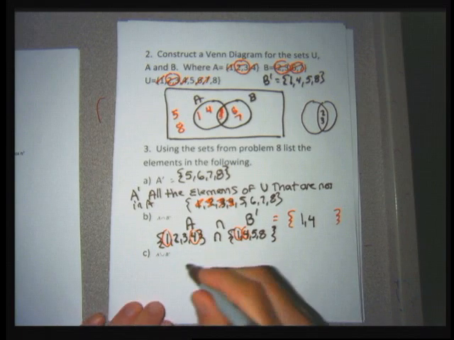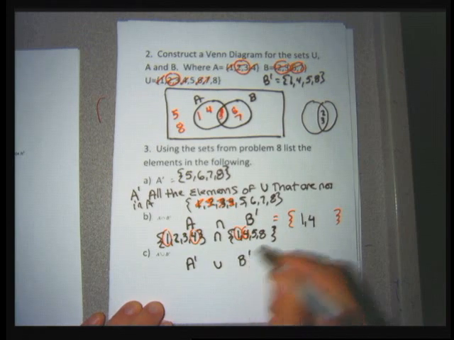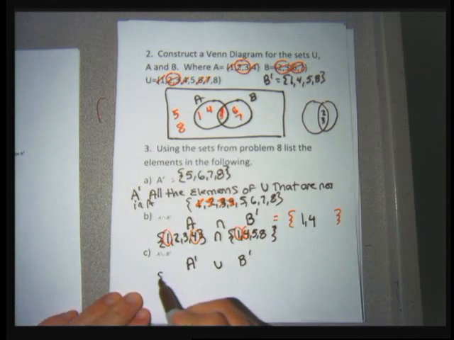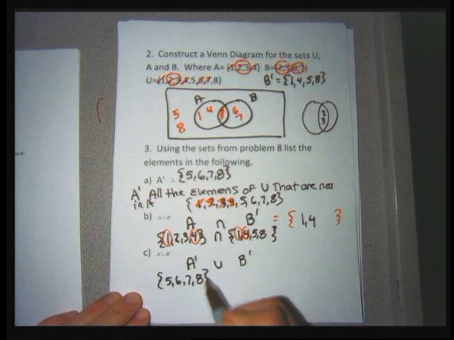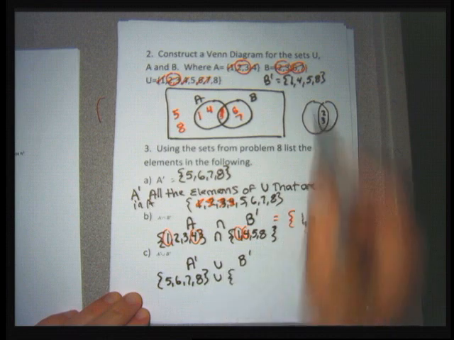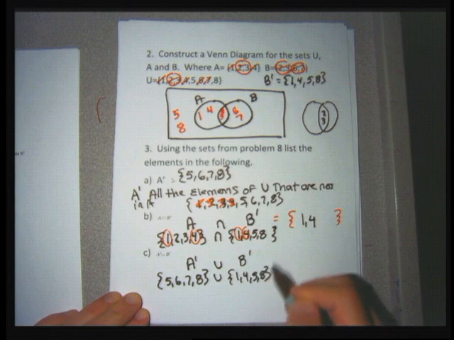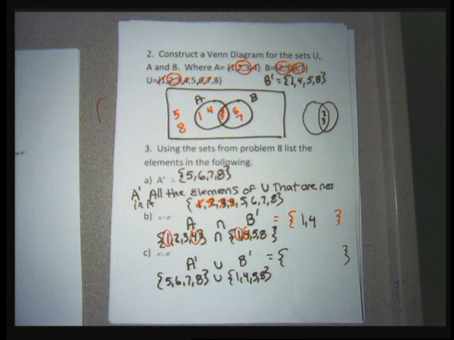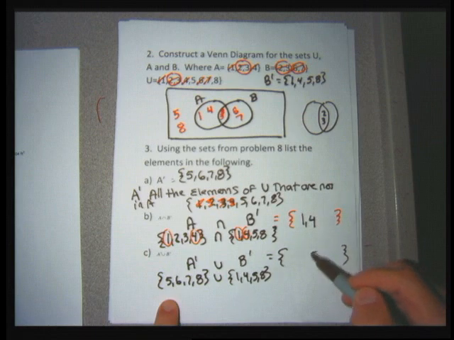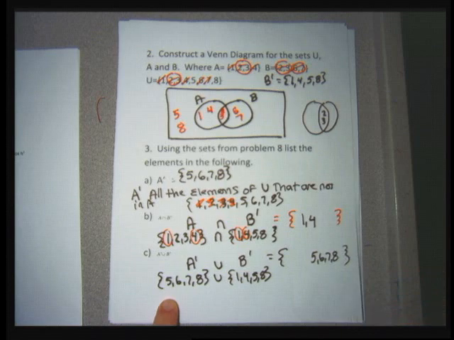Part C wants me to take A prime union B prime. A prime is the set 5, 6, 7, and 8. Bring down my union symbol. B prime is the set 1, 4, 5, and 8. And when I union 2 sets, I write the entire first set and then anything that the second set has that it doesn't have. So the entire first set is 5, 6, 7, and 8. So that's good. Those 4 numbers have to be part of the union.